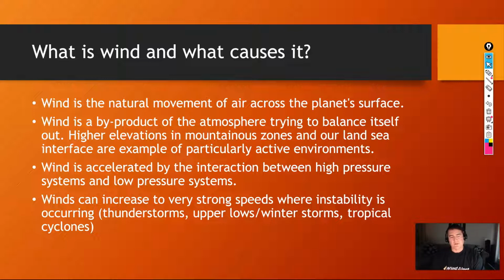And then also, even along the land and sea interface, along the coastlines, we see sea breezes. Now, sea breezes aren't just a breeze in off the ocean. They actually have structure and a body to them, so they're very fascinating to study. So all of these bring wind and they create wind, so there's never a dull moment in our industry. They can also increase to very strong speeds where instability is occurring, such as thunderstorms, upper lows, winter storms, and tropical cyclones. We did mention just a little bit ago how mountainous zones ahead of cold fronts and those Canadian highs tend to really ramp up wind. So it really is just the accelerated movement of air when it comes down to it.